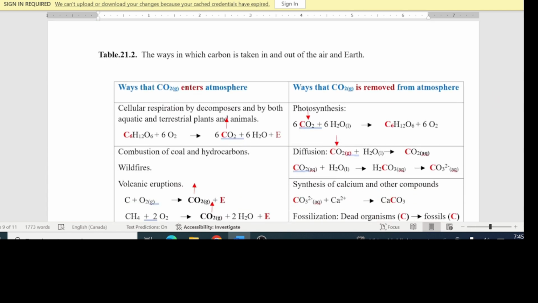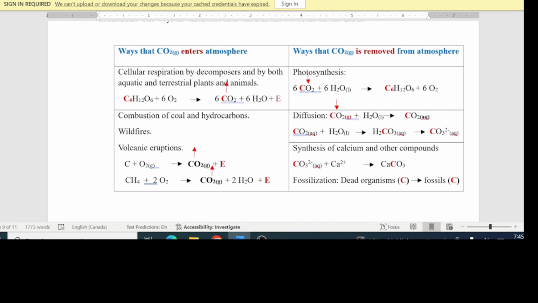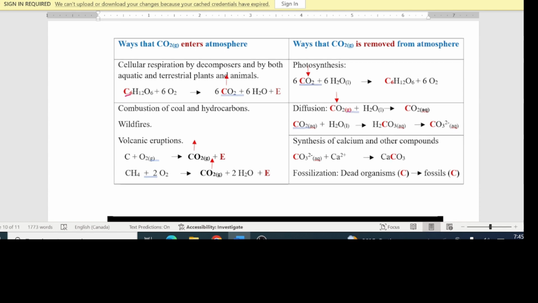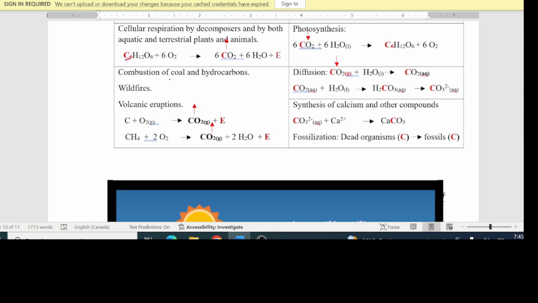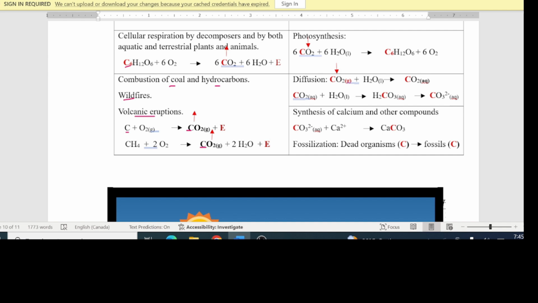We look at ways in which carbon enters the atmosphere. First of all, by cellular respiration, carbon reacts with oxygen and produces carbon dioxide that diffuses into the atmosphere. Secondly, by combustion. Combustion of coal or hydrocarbons, or wildfires too, and from volcanic eruptions. So this shows the combustion of carbon produces carbon dioxide. Combustion of a hydrocarbon produces carbon dioxide. Carbon enters the atmosphere as carbon dioxide.